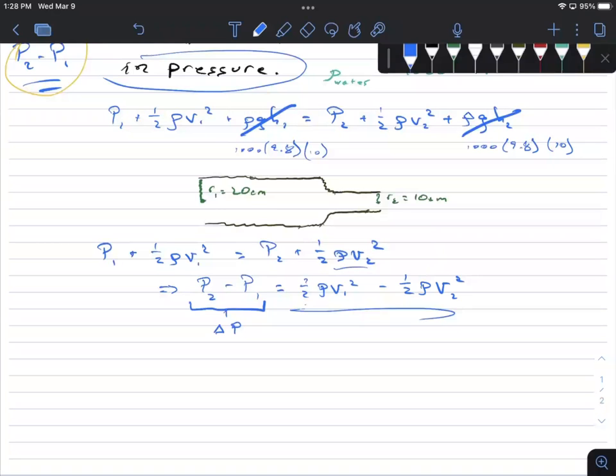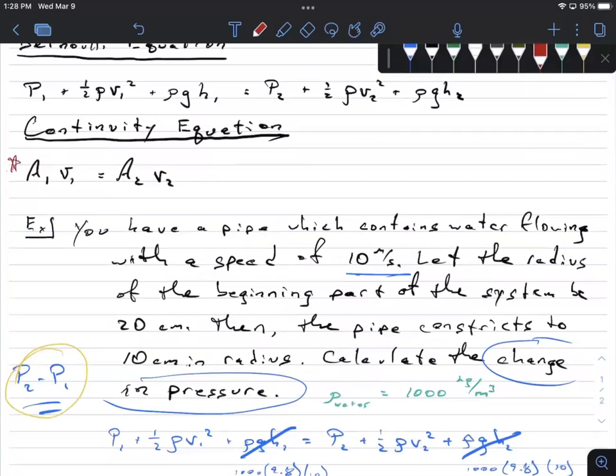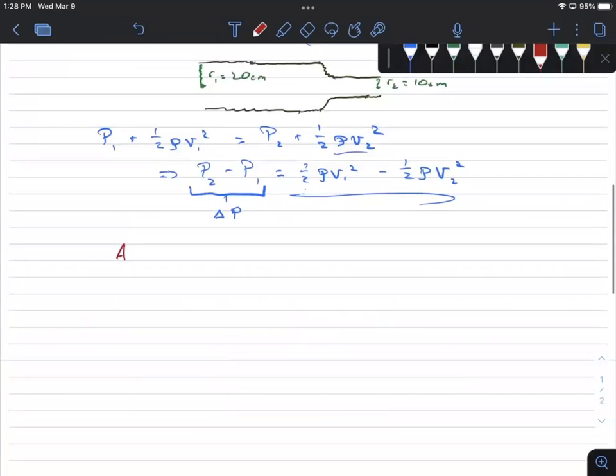All right, so calculate V2. How do I do that? Well, the other equation I have is a continuity equation. And that says, as you change the size of your pipe, you change the velocity. So let's use it. A1 V1 is A2 V2. And I'm trying to find this V2. Well, I need to know all the other stuff, of course. So A, what is A? That's the area.